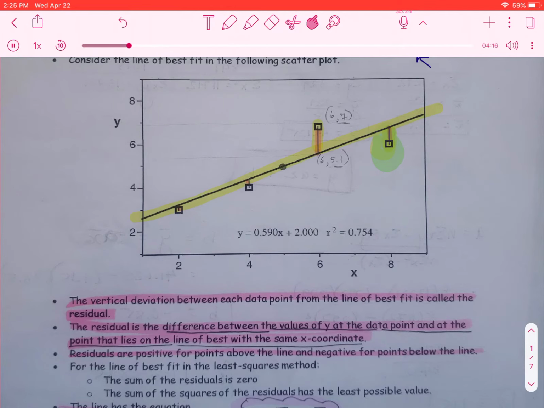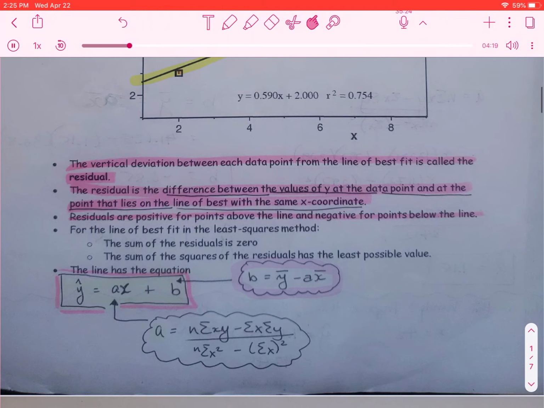So you'll see it will be y hat, because it has a little hat on top, equals a times x plus b. Now, you might think, well, what does a stand for? So for a, we need to do a side calculation. So a is going to be equal to n multiplied by the sum of x times y, subtracted by the sum of x times the sum of y, divided by n times the sum of x squared minus the sum of x, and then squaring that value. Okay, so this finds a itself.